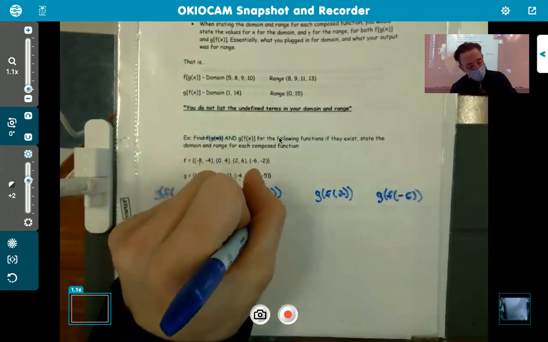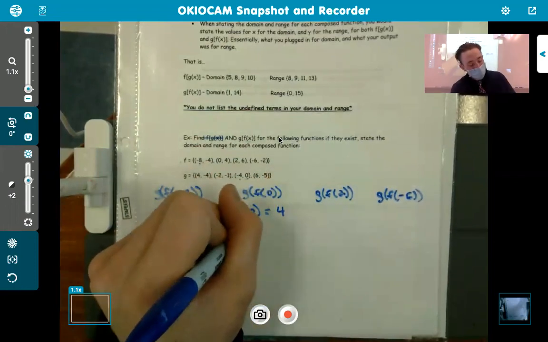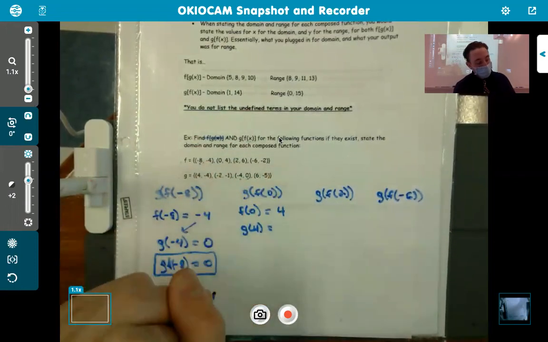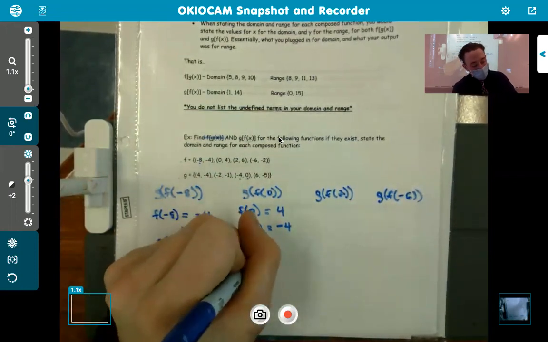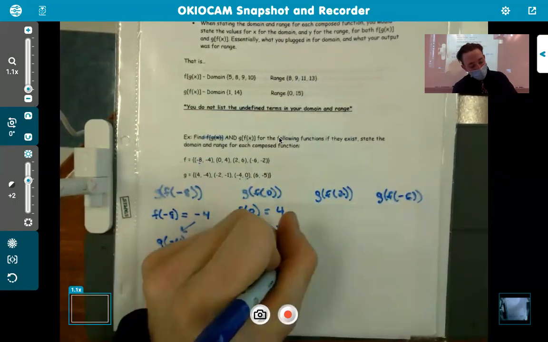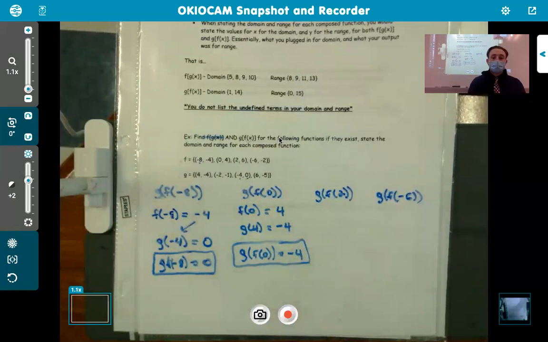Keep going through the same process. What's f of 0? What's g of 4? So then g of f of 0 is -4. Any questions about how we found the values for the first two?